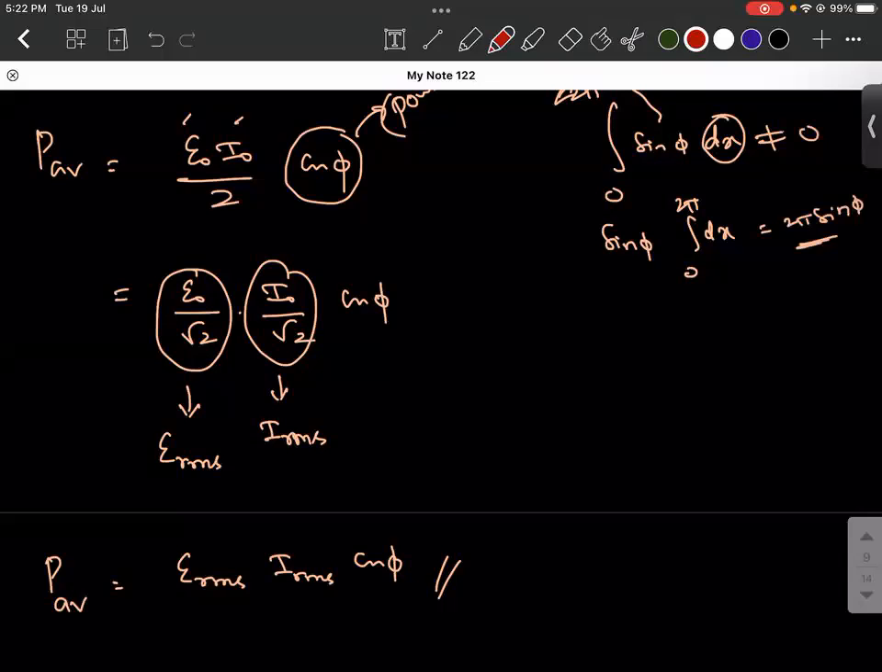Sir, how did root 2 come, sir? Okay, root 2 into root 2 is 2. So E naught by root 2 into I naught by root 2 into cos phi.